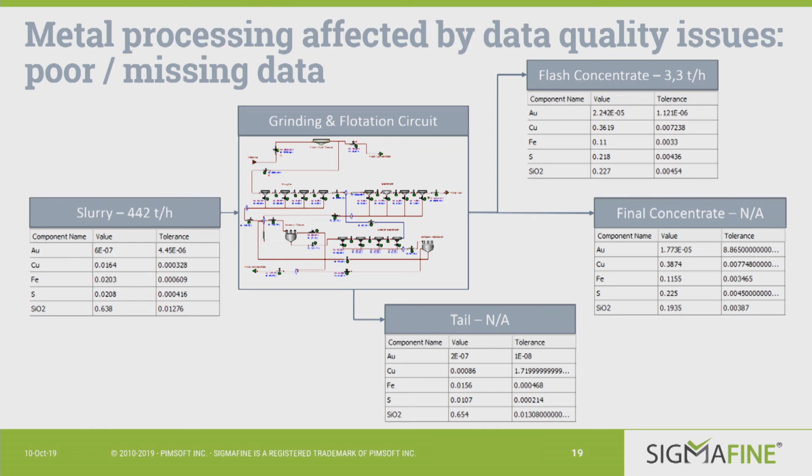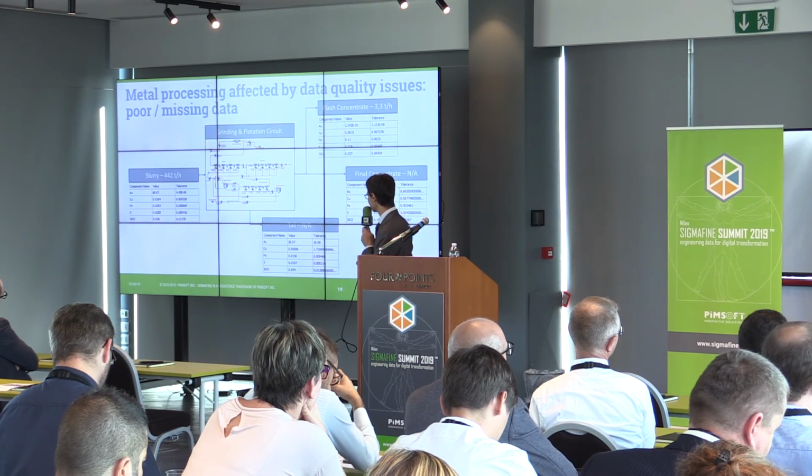The last case I present instead is metal accounting. In this case, we have a grinding and flotation circuit where we have some measurements. Not everything is measured. The problem in this industry is that the measurement is poor and it comes only sometimes. So through a Sigmafine model, we can again exploit the redundancy either of the mass measurements or of the analyzers to draw the full picture around the facility.